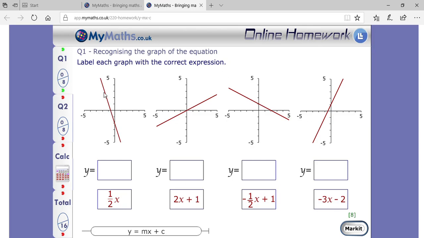Okay, yes. So regarding the first graph, there are four equations given. You just have to tell me which equation will be perfect to describe the first graph. Okay, the first graph, there is no y-intercept, but there is a slope. It's a half because it is crossing.